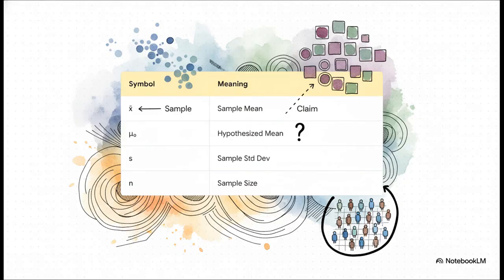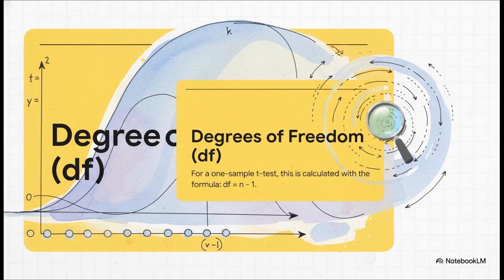Okay, let's meet the key players in our formula. We've got X bar, which is just the average you calculated from your sample. Then there's mu naught, which is the number from the original claim you're testing. S is your sample's standard deviation. And of course, N is just your sample size. Simple enough. There's one more piece we need, and it's called degrees of freedom.